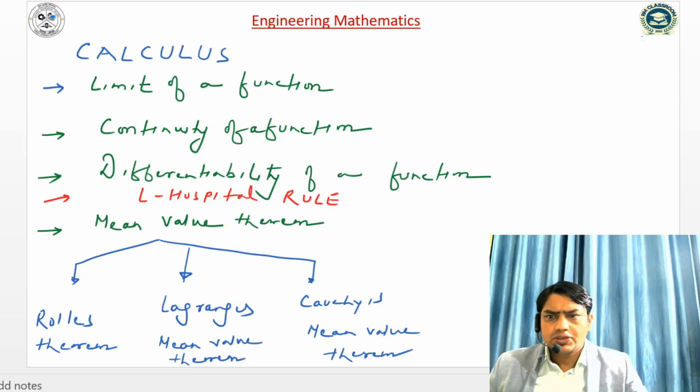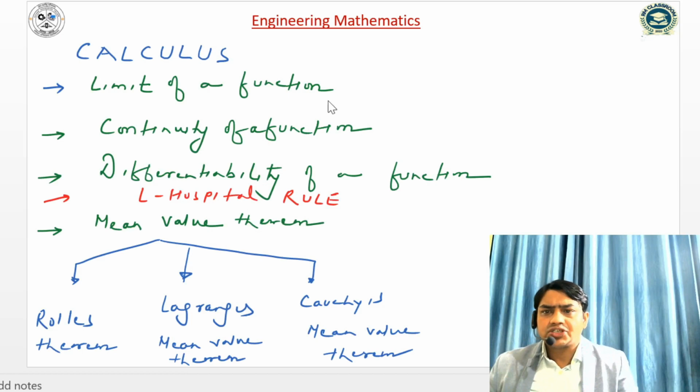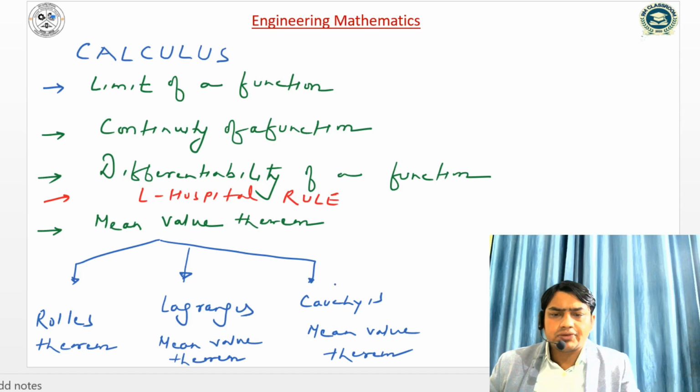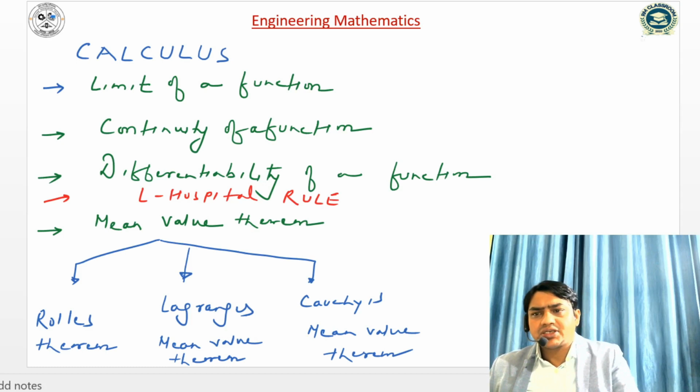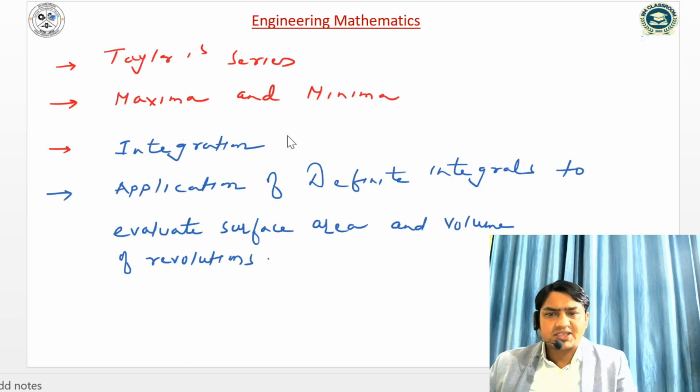So in calculus, these topics will be covered: limit of a function, continuity of a function, and differentiability of a function, and then what the L'Hospital rule is. After that I will discuss the mean value theorem, and in the mean value theorem I will discuss Rolle's mean value theorem, Lagrange's mean value theorem, and Cauchy's mean value theorem. After that, Taylor series and Maclaurin series, the concept of maxima and minima, and then integration and the application of definite integral to evaluate surface area and volume of revolution.